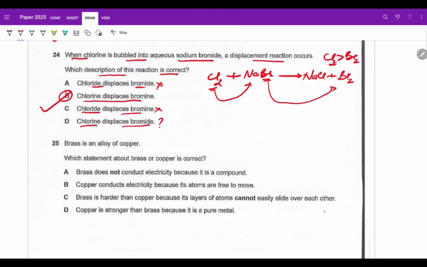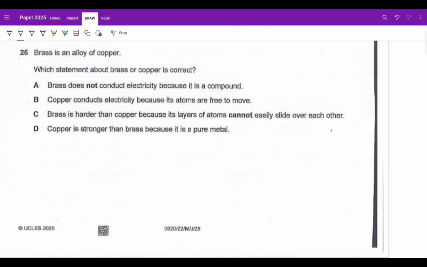It's chlorine which is displacing the bromide ions and converting them into bromine. So we say chlorine displaces bromine. B is the correct answer. Question number 24 done. Next, question 25.